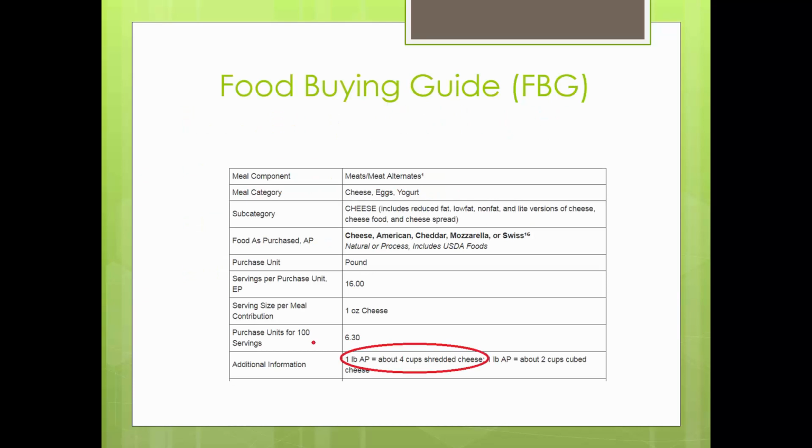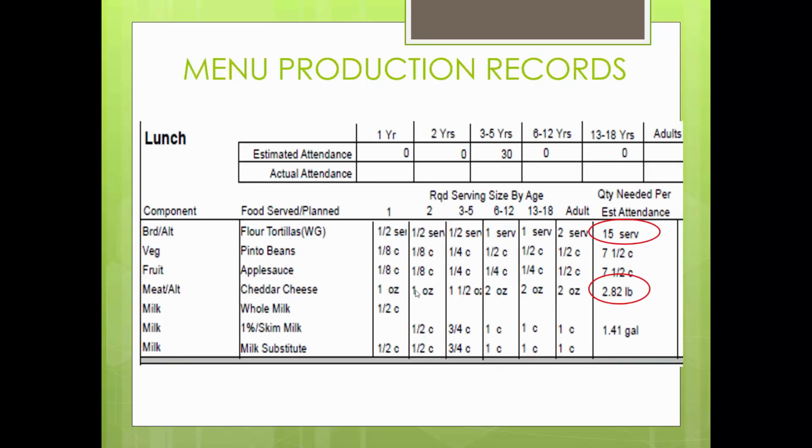What I showed you in the food buying guide, just please remember that 1 pound is also equivalent to 4 cups of shredded cheese. Okay, you can go ahead and look at the menu production records on your Minute Menu CX.